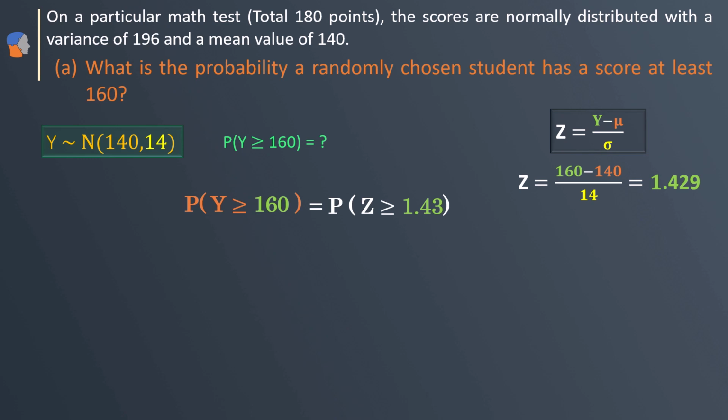Can we use the z table now? Not yet. Why? Here we have greater than or equal, but we need to make it less than or equal. How do we do that? Always we use 1 minus probability z less than or equal to 1.43. Now check the two conditions. First one, z value. Yes, we do have. Next one, less than or equal. Yes, both conditions are satisfied.